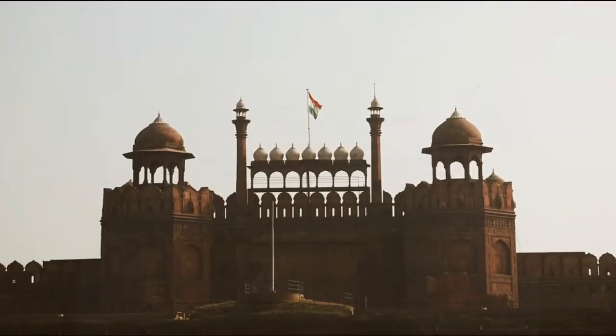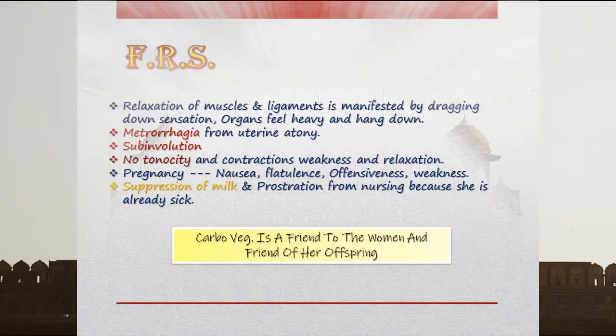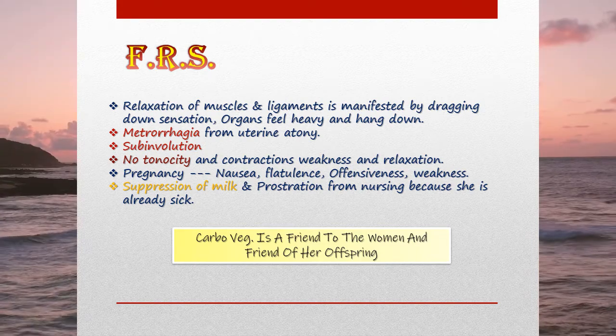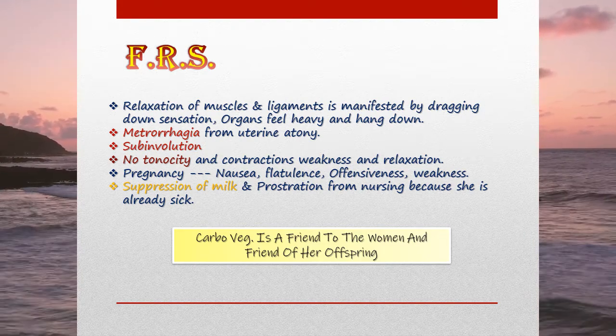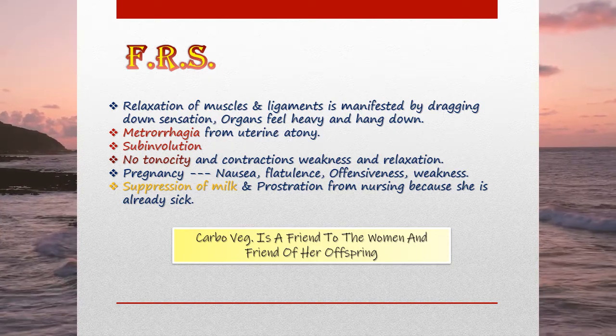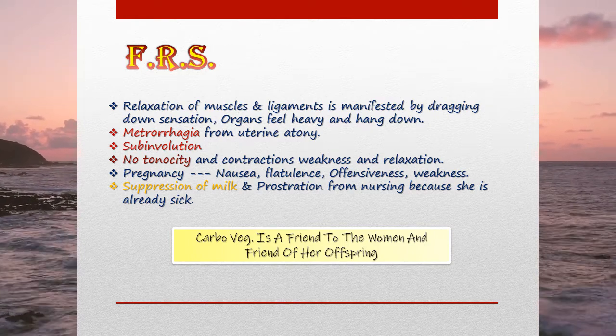Moving on to the next slide, this is about the female reproductive system. And Carbo Veg, as already talked about, is a very good friend to the woman and friend of her offspring. So it causes the relaxation of muscles and ligaments. It is manifested by the dragging down sensation. Organs feel heavy and hang down, as the relaxation or slowness is the marked symptom of the Carbo Veg.